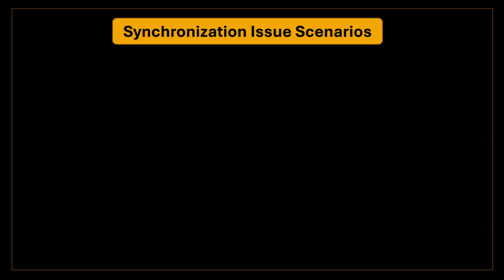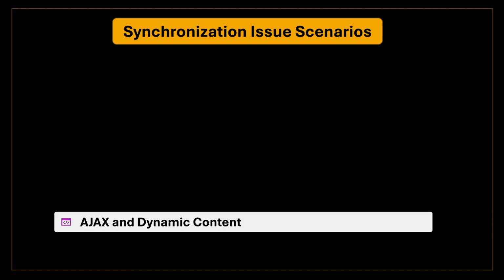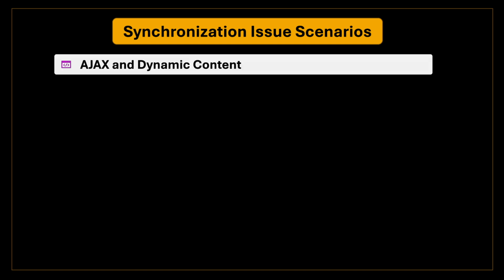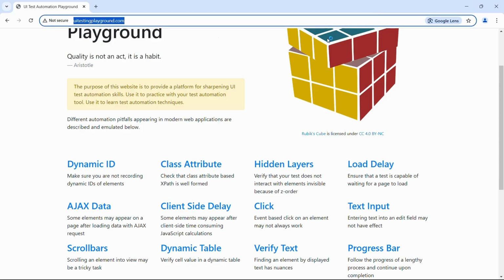Let's start with the first scenario, where synchronization issue occurs because of AJAX and dynamic content. Here, elements load asynchronously after actions like button clicks or scrolling, which can cause failures if WebDriver tries to interact with them before they are available. For this demo, I'll use UI Test Automation Playground site to show exactly how our test can be affected by synchronization issues in this case. So this is the site that we are going to use.